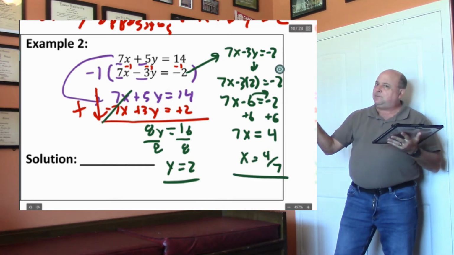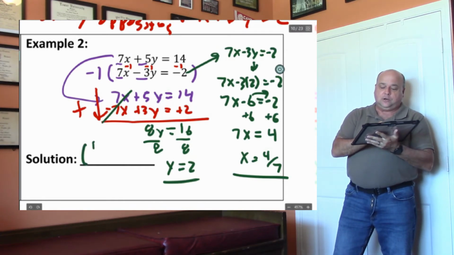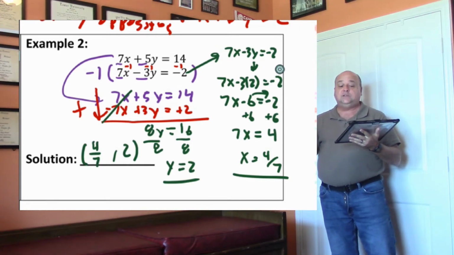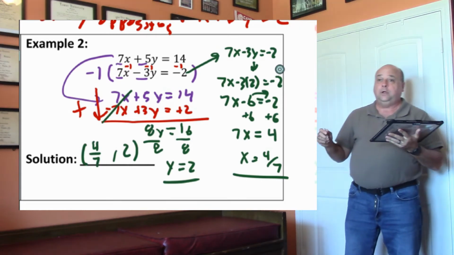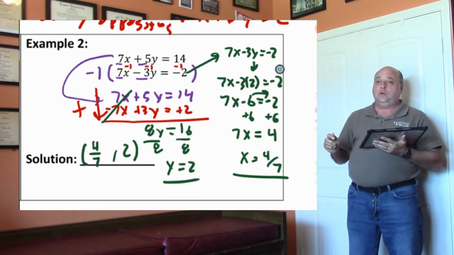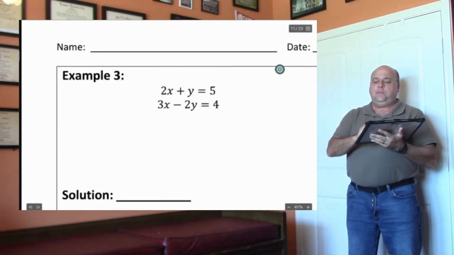So you could get fractional answers here. So your answer is 4 over 7, 2. If I put 4 over 7, 2 into both equations, both equations are true. So don't panic if you get a fraction. Let's go to the next one. Turn the page.